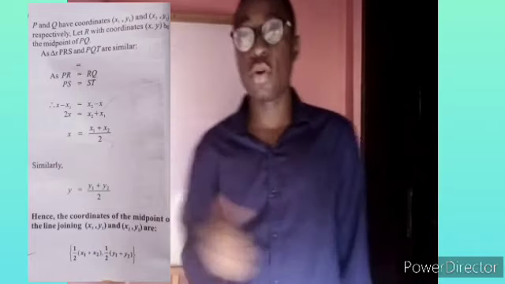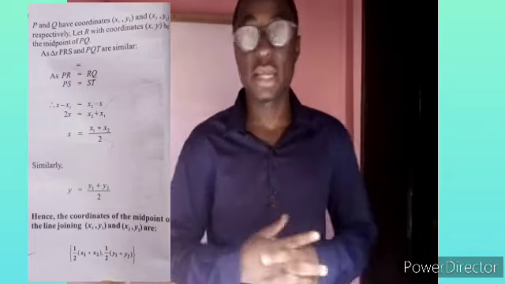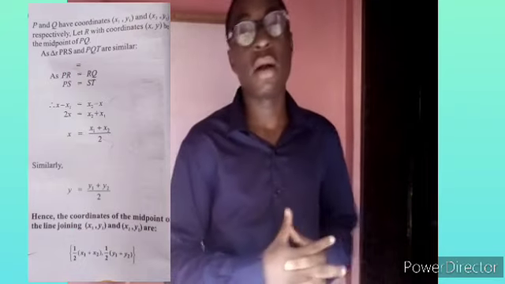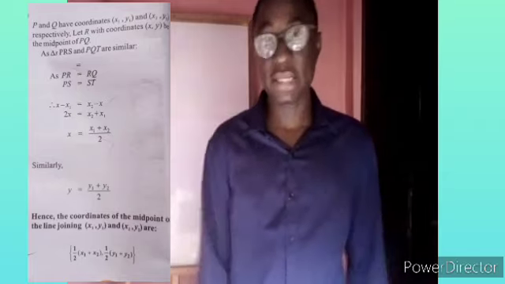So that is why the midpoint is half the sum of the x coordinates of the ends of the line, comma, half the sum of the y coordinates of the ends of the line. That is the coordinates for the midpoint of a line. So in general, that's how the equation was gotten, just in case you've been wondering how they got this equation in mathematics.